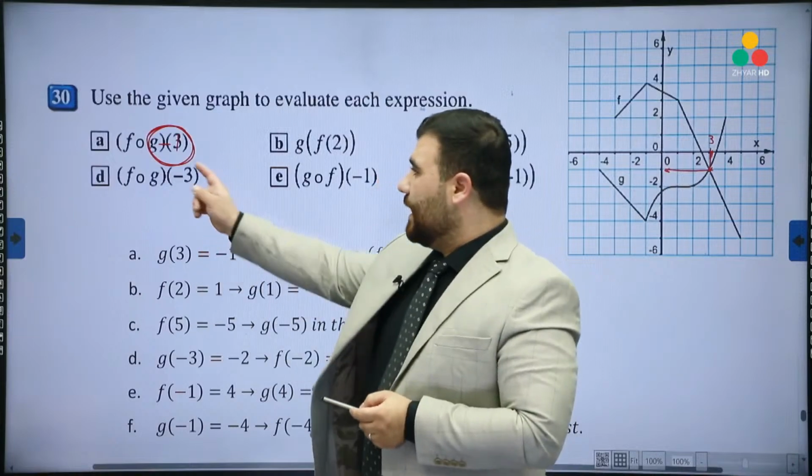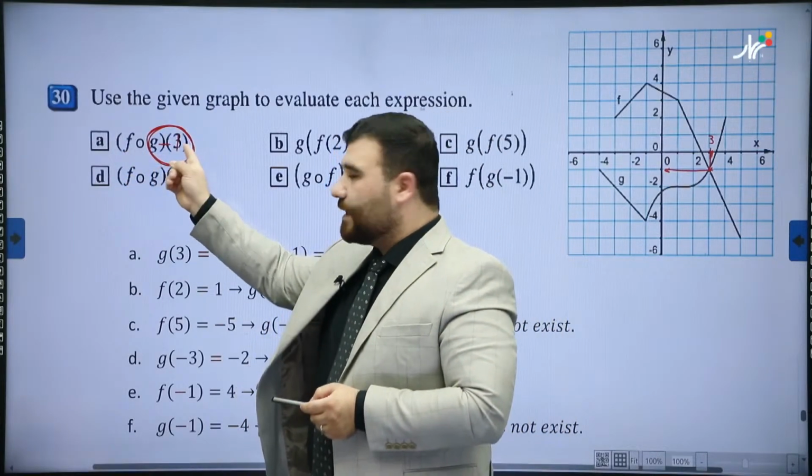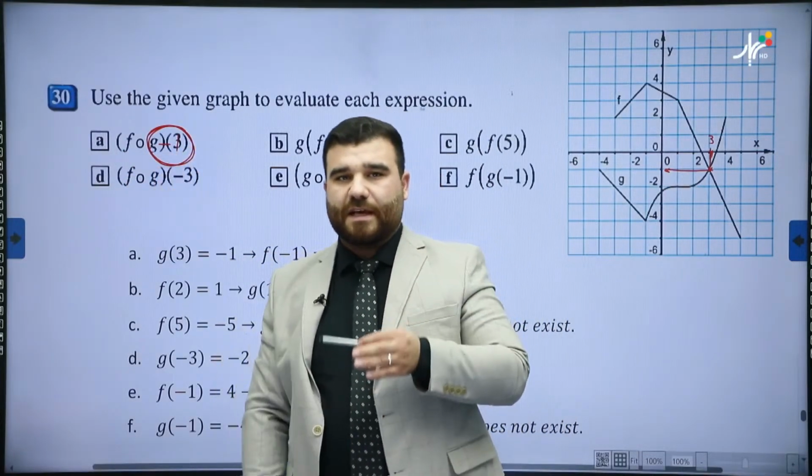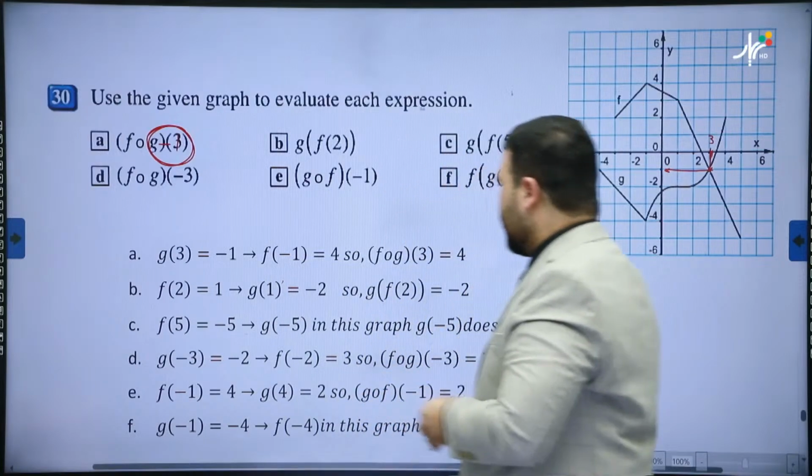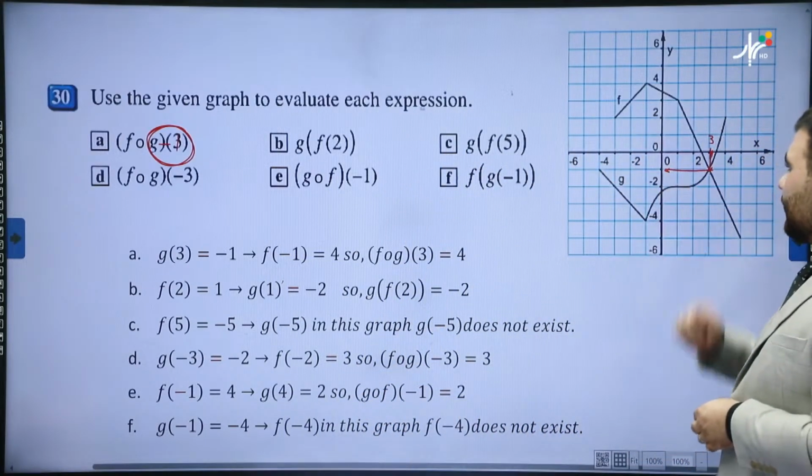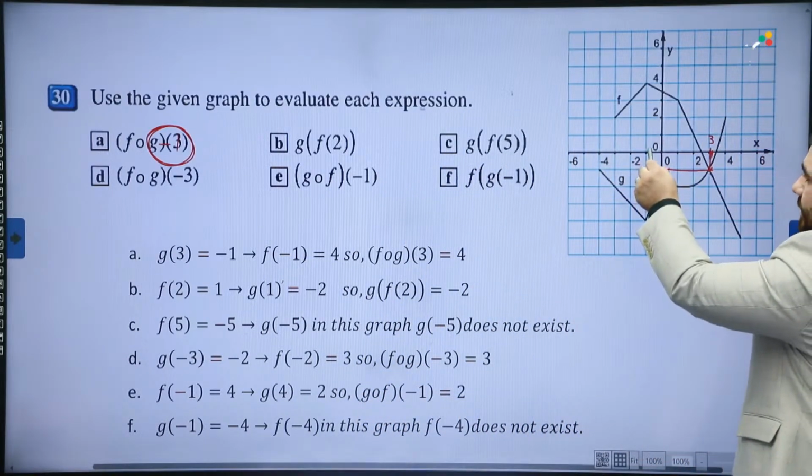Now, I have f and -1 remaining. This means f of -1. f of -1, again, going back to the graph, -1 is here.